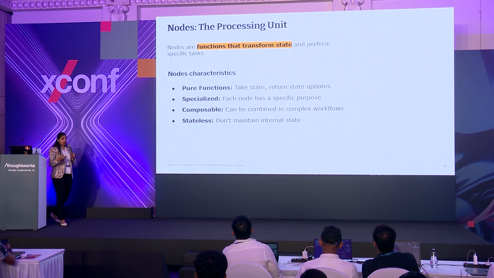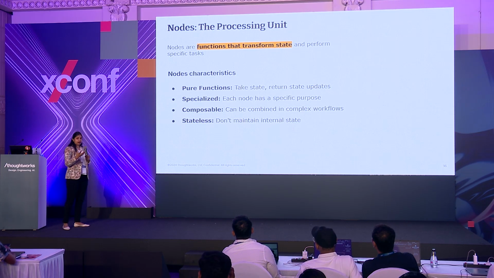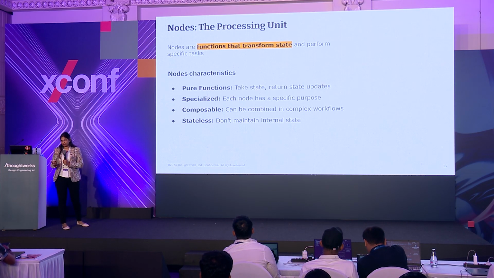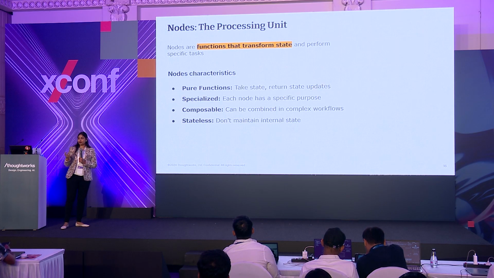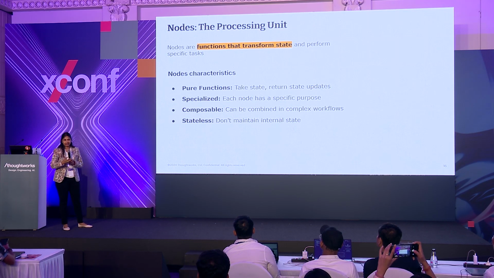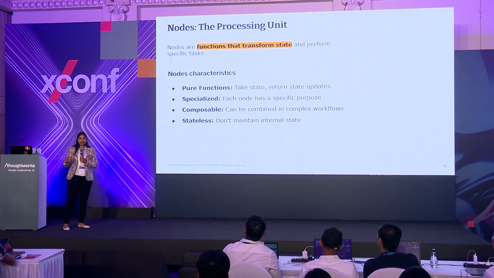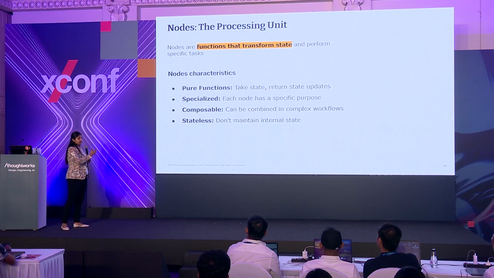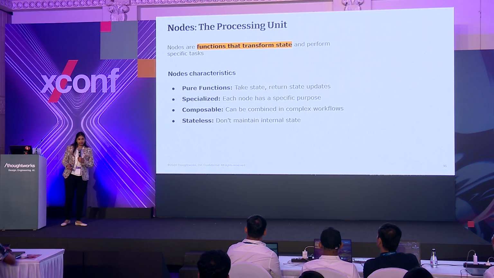A node is just a pure function. You give some input, it gives you some output. It doesn't have its own state. Nodes are very specialized for a specific purpose. As you know, in our software world we always follow the single responsibility principle. In agents it is the same thing: we have nodes which each have a specific task. We don't give multiple tasks to one node, otherwise it hallucinates. Definitely in our code world, there is no possibility of hallucination, but here there is. Then they can be combined into complex workflows, and they don't maintain any state.